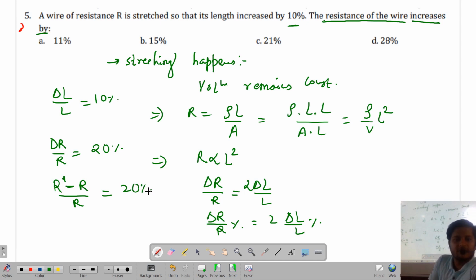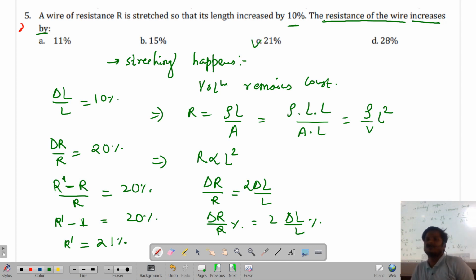Got it or not? Everyone tell me, Chandrasri, are you able to understand or not? Now what I can do? I can write R prime minus 1 is equal to 20%. So R prime is nothing but 21%. So the new resistance which you are going to get is 21 R. Are you able to understand or not? Initial resistance is R, new resistance is 21 R. So 21 minus 1 R is how much? 20 R, or not? So therefore total increase is 20%. Understood or not? Yes or no?